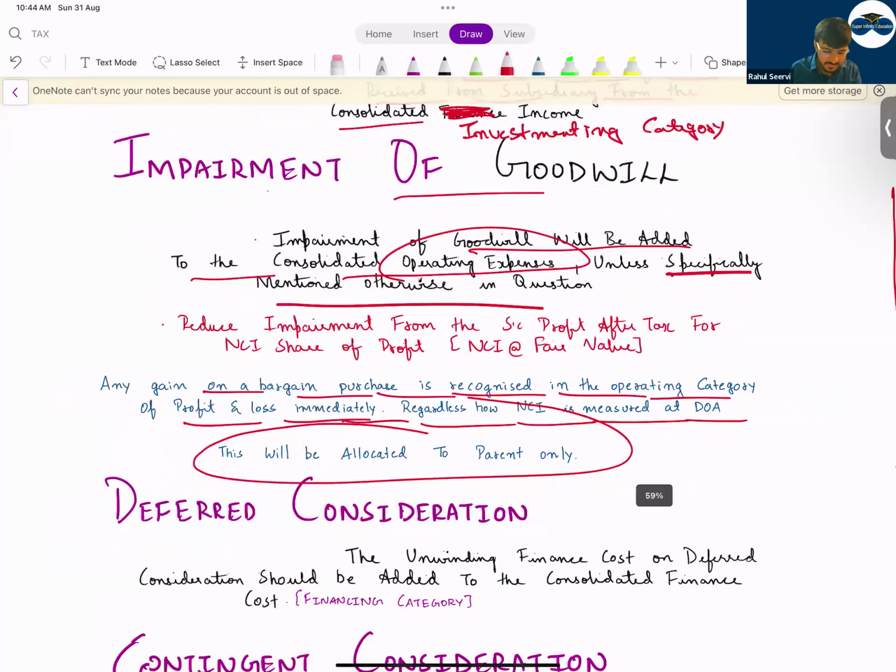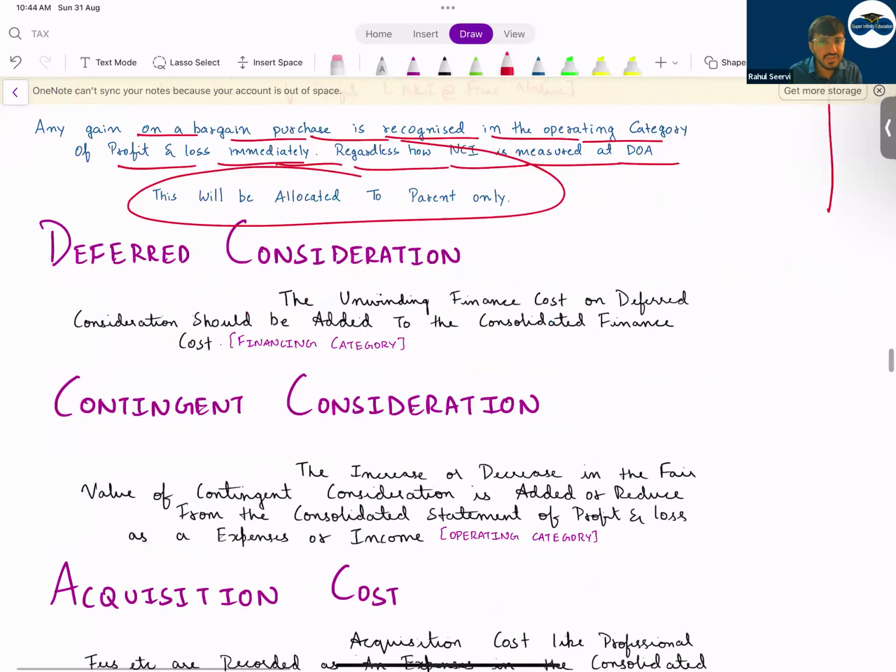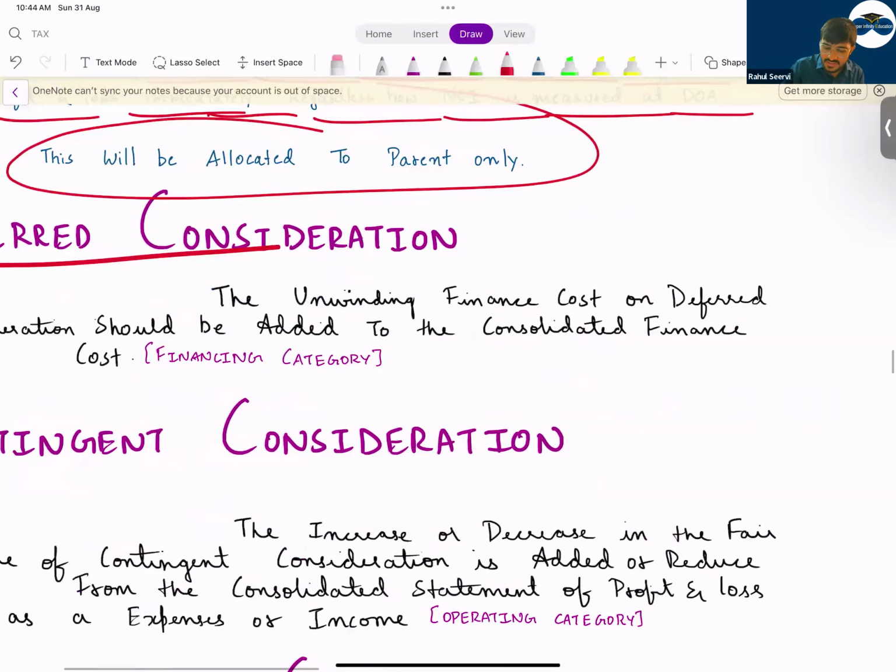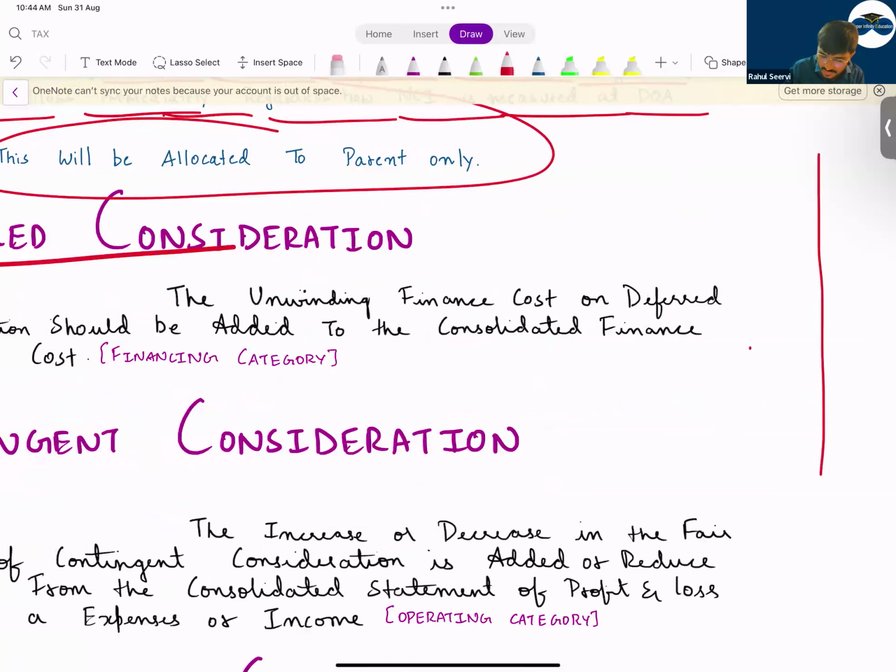Deferred consideration, sir. This also, deferred consideration. For which company is this an expense? Can I say deferred consideration? It will increase your finance cost. It will be allocated to the parent company only, so it will be shown in the financing category.